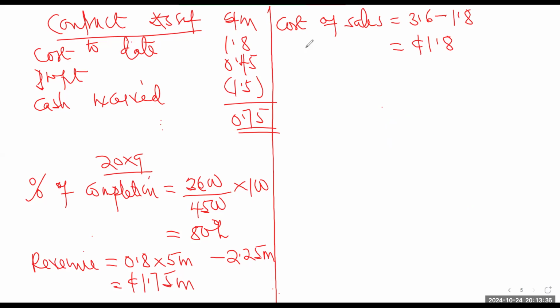So you come here and have the profit or loss for the year. The profit or loss for this year will be 1.8 minus 1.75. That will give us 0.05 as a loss, isn't it?